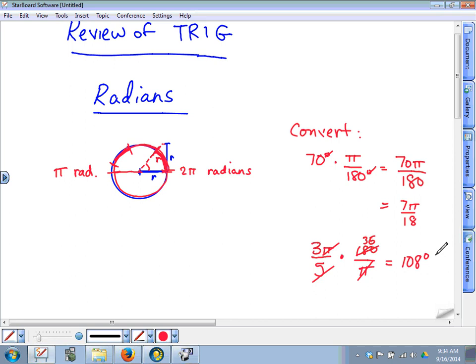So your homework starts off with this, converting radians to degrees, degrees to radians. Do you think you can handle that? All right, moving on.